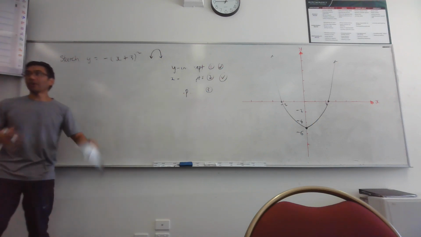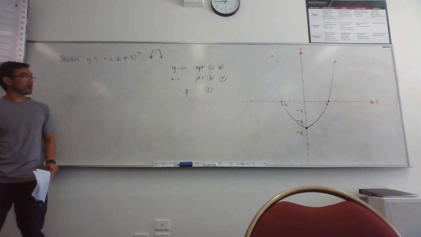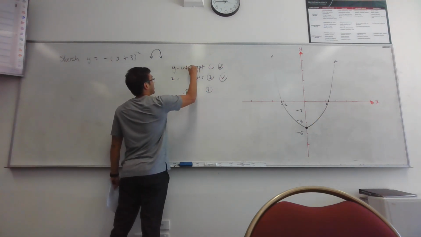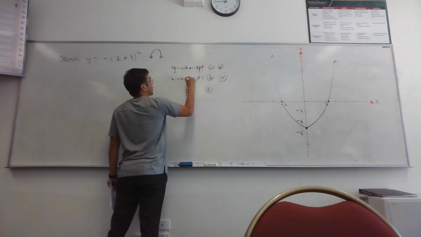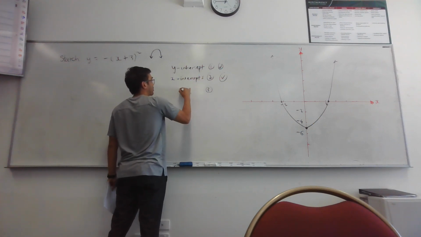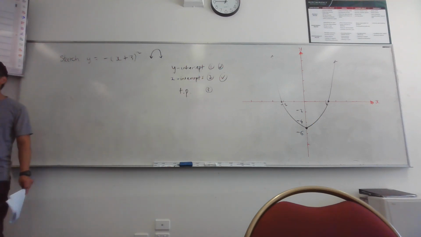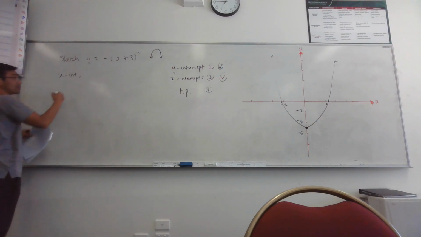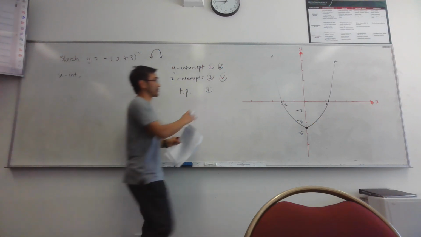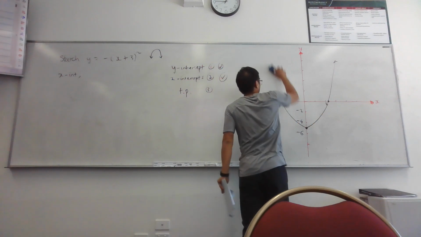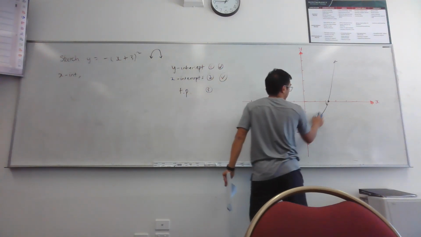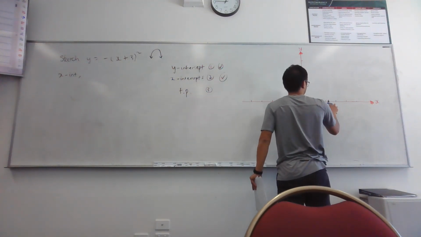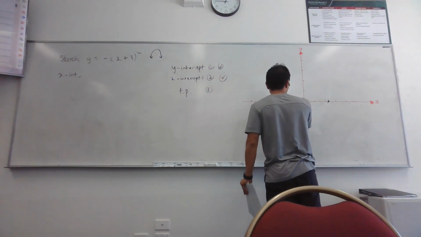Okay, same approach. 3 things that we need to figure out: y-intercepts, x-intercepts, and a turning point. 3 things every single time. So, let's do x-intercepts. When we find the x-intercepts, what do we put in our equation? Y equals 0, thank you.